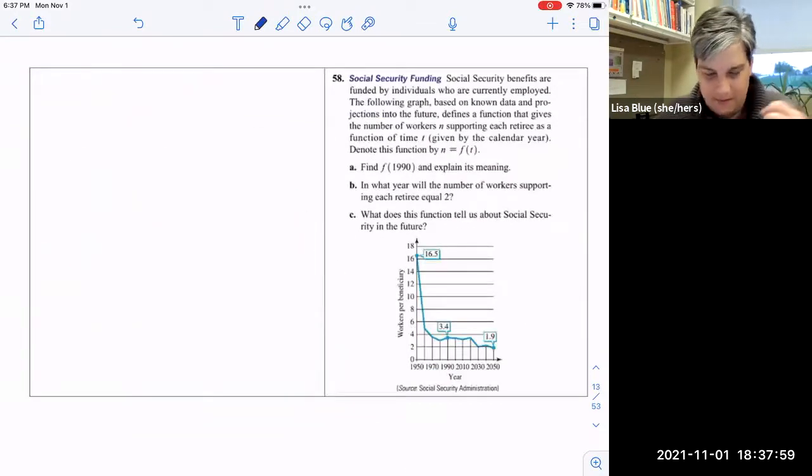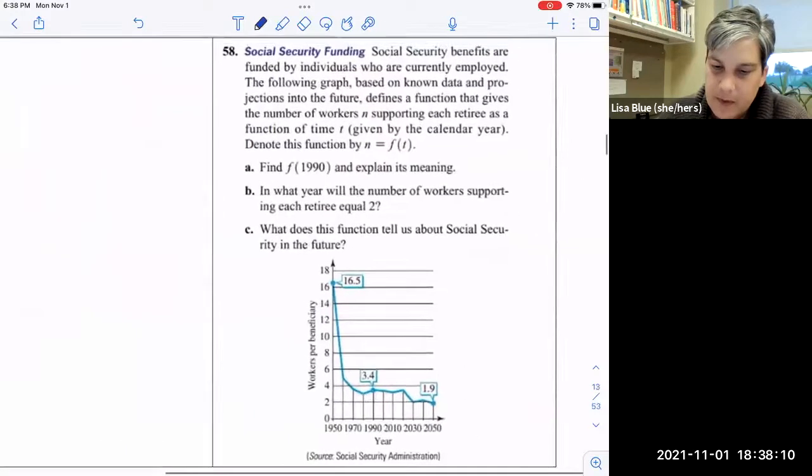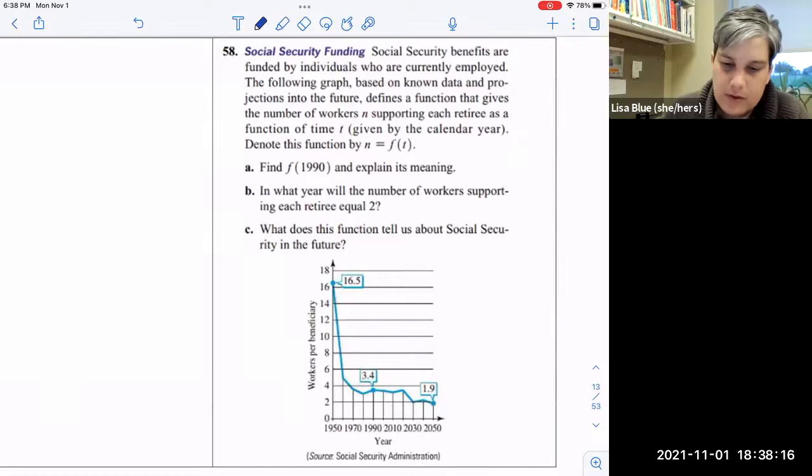Okay, and then 58. If we look at 58, this one is talking about Social Security funding, and it's funded by people that are currently employed. So this graph shows the number of workers supporting each retiree as a function of time t. A lot of times I will highlight what's important so I can ignore all the rest of the words, because sometimes there's just too many words. Denote this function by n equals f of t. So what all of that is saying is that down here is the year.